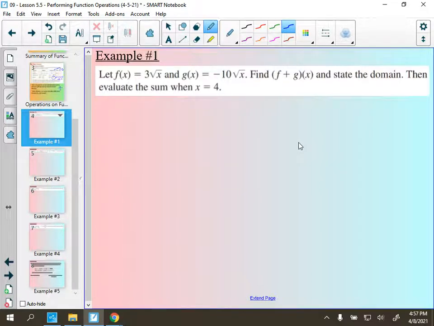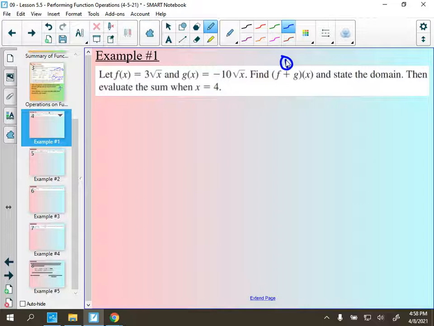Example 1. We got 2 different functions. Let f of x equal 3 times the square root of x, and let g of x equal -10 times the square root of x. Find f plus g of x. Let's just stop there. That's one task that it's asking us to do.